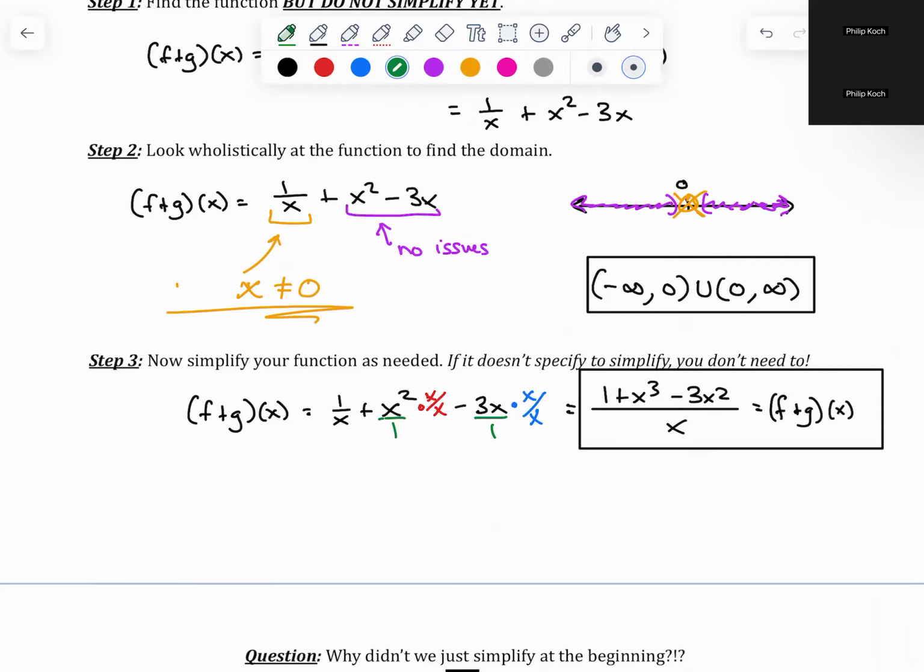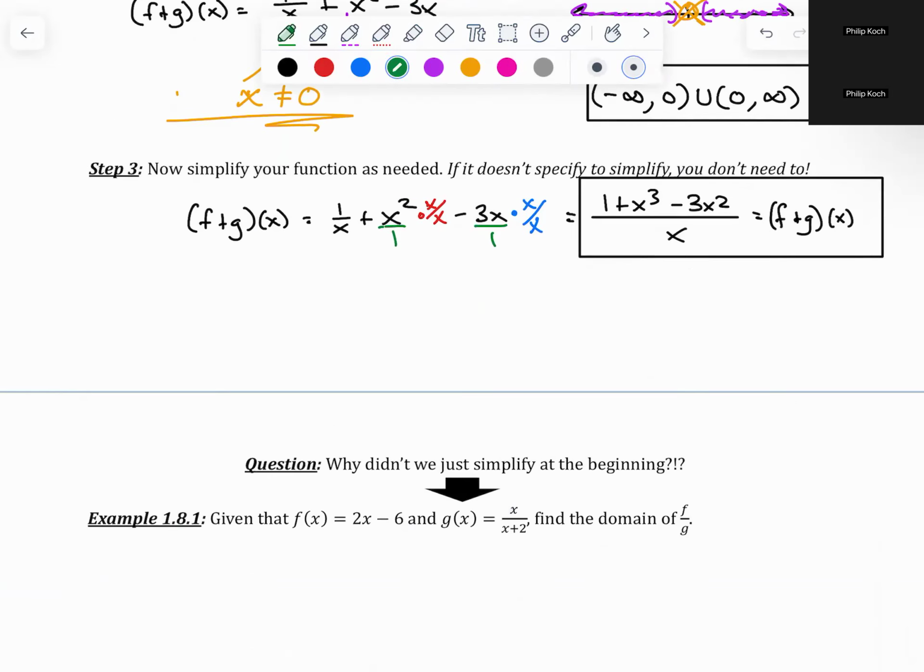Great question. If the problem doesn't say that you need to simplify, you don't have to. And if it marks you down on Alex on a quiz for that, let me know and I will give you full credit back. If it doesn't specify that you need to simplify, you don't have to. What I mean by that is, if it doesn't say in the problem, simplify as much as possible, or simplify your function, or simplify your answer, you don't need to simplify.